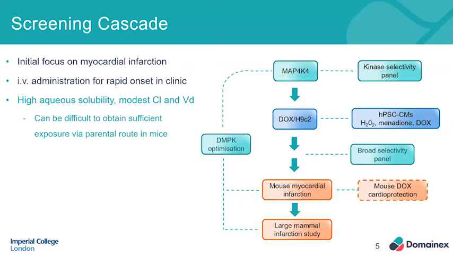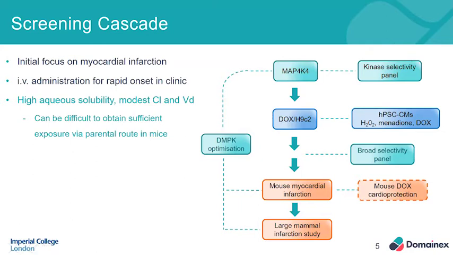However, it can be difficult to maintain levels by infusion dosing for mouse studies. So we also had to bear in mind that we may need to deliver the compound orally or via IP in our mouse studies. This slide shows the screening cascade that we put in place.